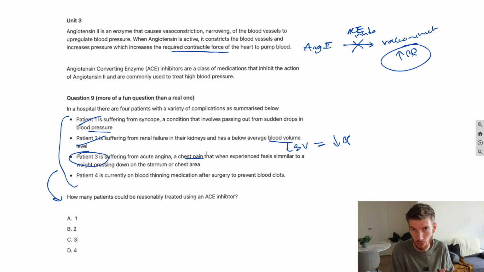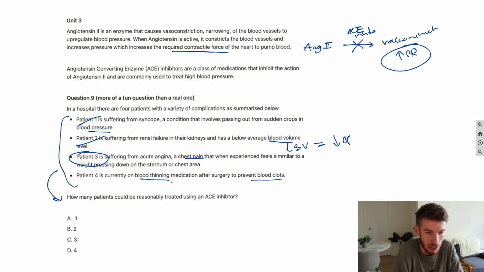So if you give them an ACE inhibitor, this will prevent their blood pressure from rising, which will mean that it should stay low, which should hopefully alleviate some of the pressure on the heart itself and maybe fix the angina. I don't know, again. Patient 4 is currently on blood thinning medication after surgery to prevent blood clots. So they're trying to prevent blood clots.